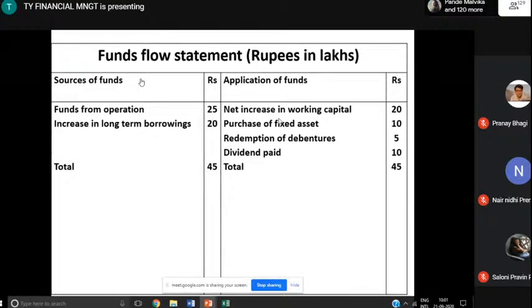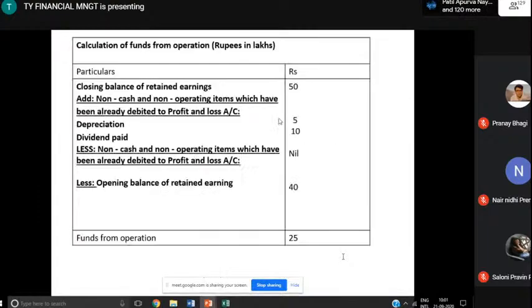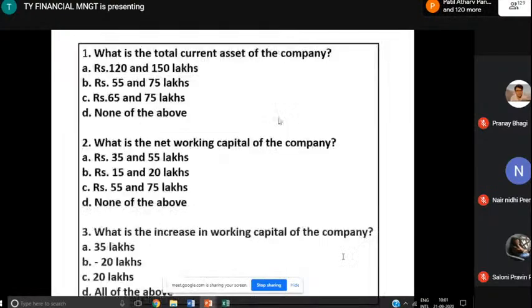Since it is increase in long-term borrowing, the business cash balance increased. Purchase of fixed asset. When we have purchase of fixed asset, it is an application of fund. Redemption of debentures. Give me another word for redemption of debentures. Repayment of debentures. Business cash balance reduced. Then dividend paid. When the company pays the dividend, it is an example for what? Non-operating expense. The business cash balance or bank balance will reduce.